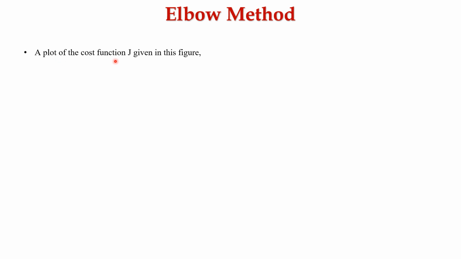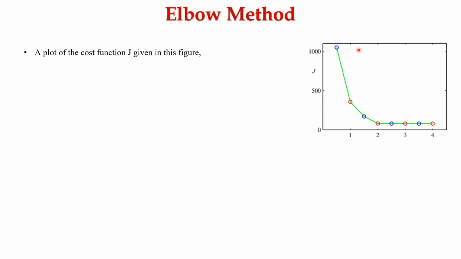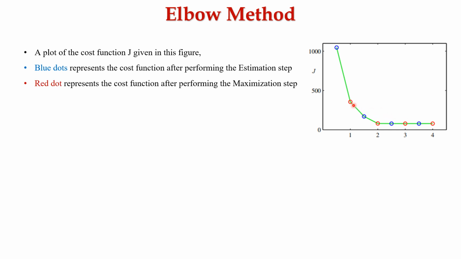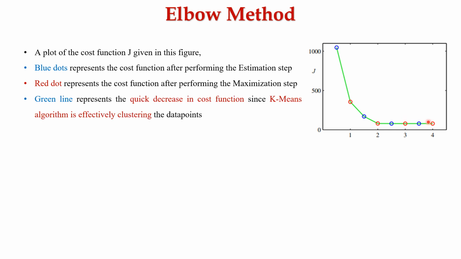The plot for cost function J is given in this figure. We can notice here this blue color dot represents the cost function after performing the estimation step, whereas this red color dot represents the cost function after performing the maximization step. We can see here this green line represents the quick decrease in cost function since the k-means algorithm is effectively clustering the data points. So here we are using the elbow method in order to find the optimal number of clusters, which is the main goal of the elbow method.